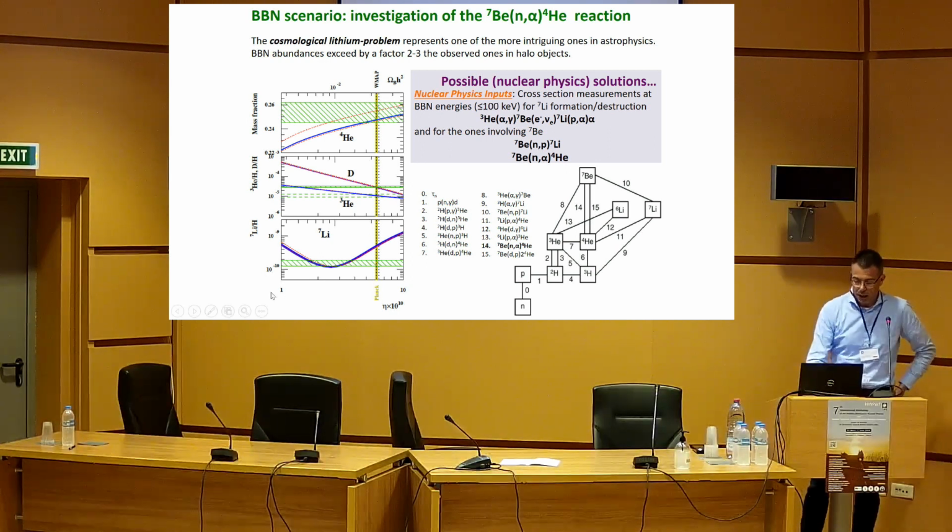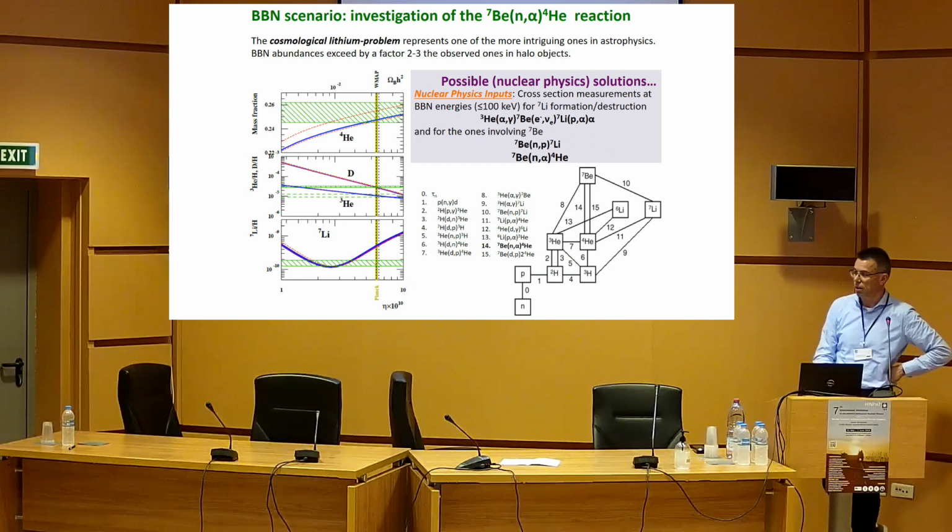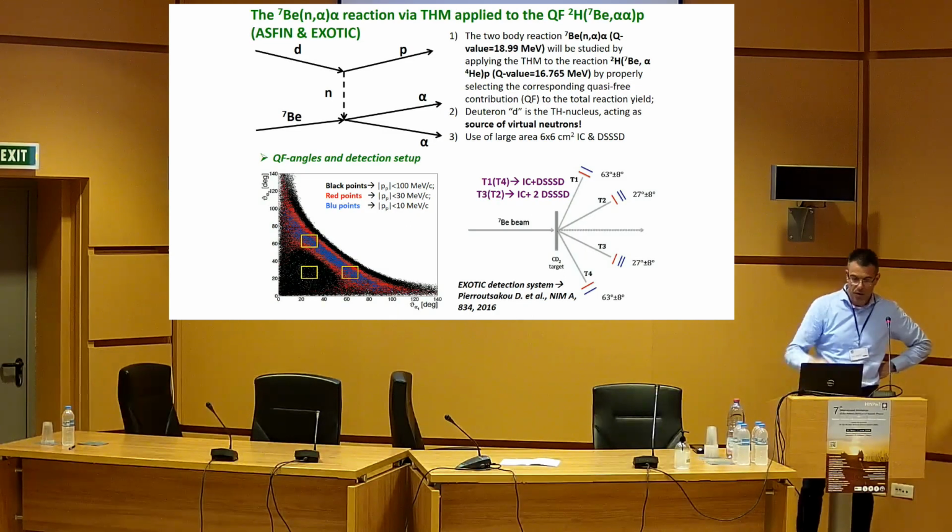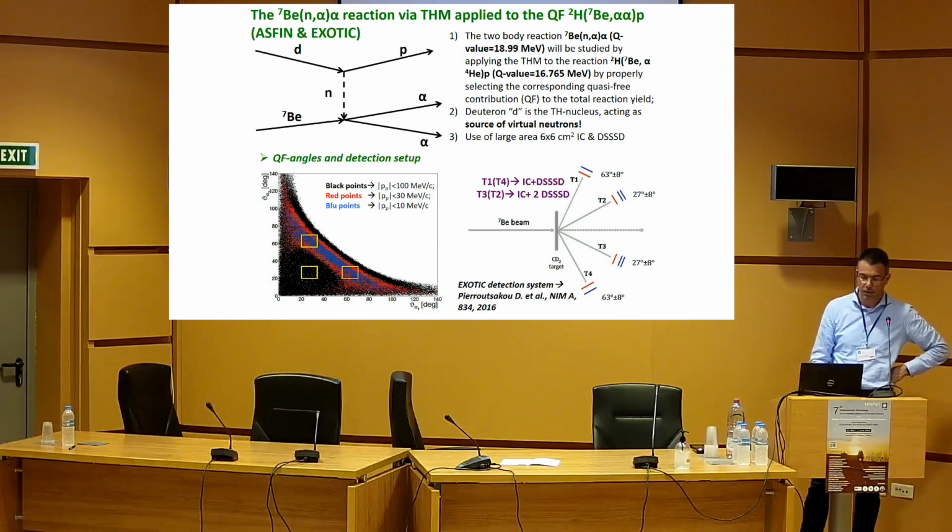So what could be the reason why we have less lithium-7 than what we expect? Since lithium-7 is essentially produced by the beta decay of beryllium-7, if there is some parallel destruction mechanism of beryllium-7, like for instance the beryllium-7 (n,α)α reaction, if this cross-section is larger than what we know or extrapolated, in principle we can, to some extent, try to provide a sort of nuclear physics solution to this cosmological problem. So the experiment was performed at Legnaro, at our facility.